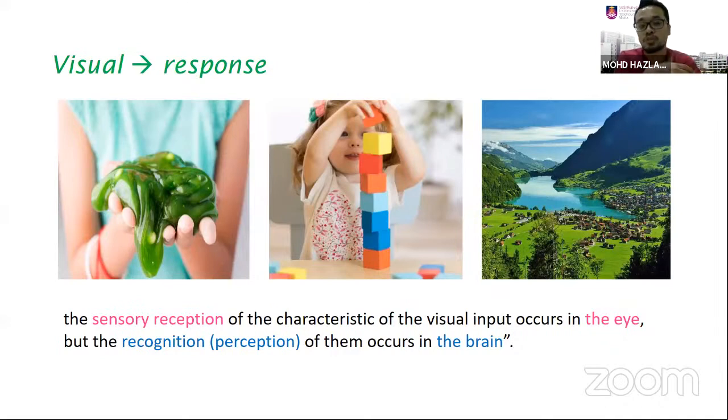And also the visual information that we receive. If you look at the third picture there, that is a picture of Switzerland, the blue sky, the greenery, the lakes, and everything is so relaxing. So visual perception could also provide an emotional response to us. Okay, next.